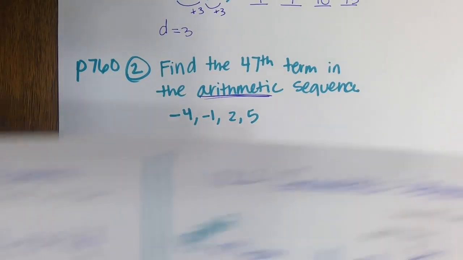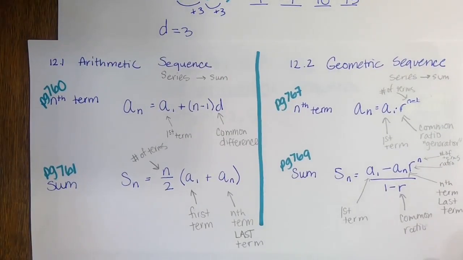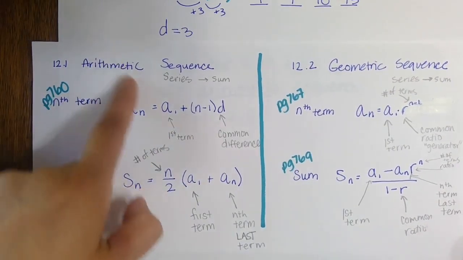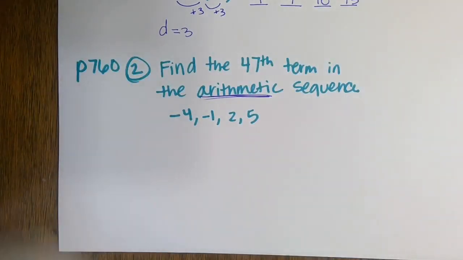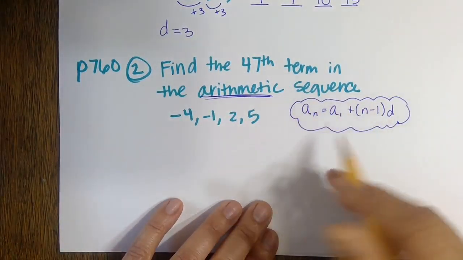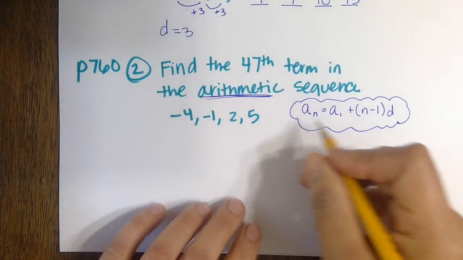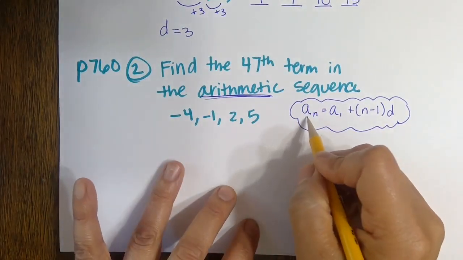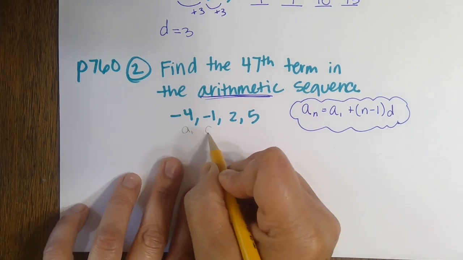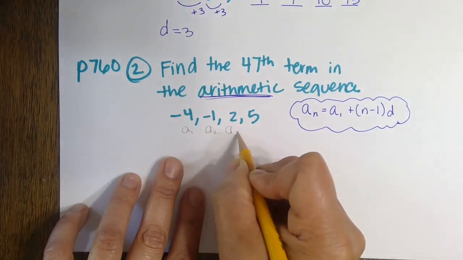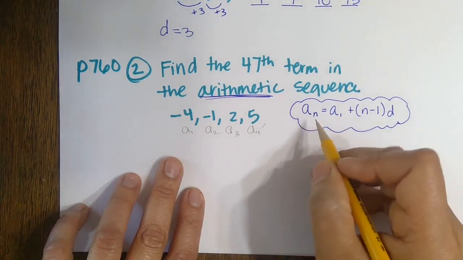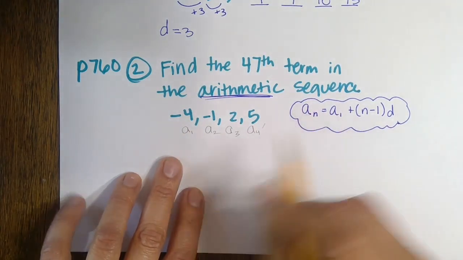Whenever you want to find the nth term, go back to your formula page. It's this one. So I'm going to just quickly write it down. It's an arithmetic sequence, so I'm looking at these formulas. So here's the formula, wrote it down. This is like the 47th term. So this would be like A1, this is A2, A3, A4, A5. So you want the 47th one. That's the one that you're solving for.